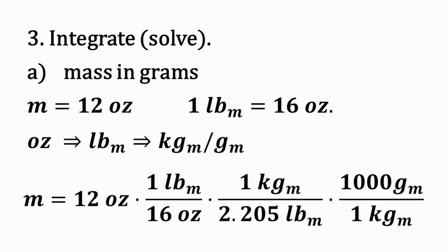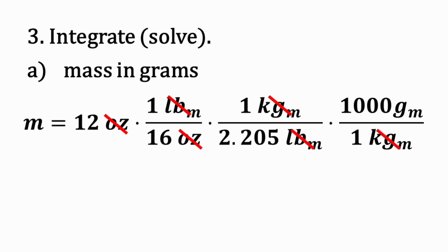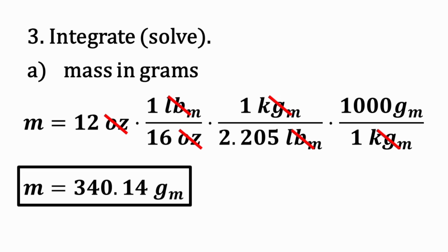And then, we have this line of equation. We used 3 conversion factors to obtain the desired unit. Then, we cancelled out the units. Finally, we get the mass of salt in grams, which is 340.14 grams. We box the answer and the first unknown has been solved.